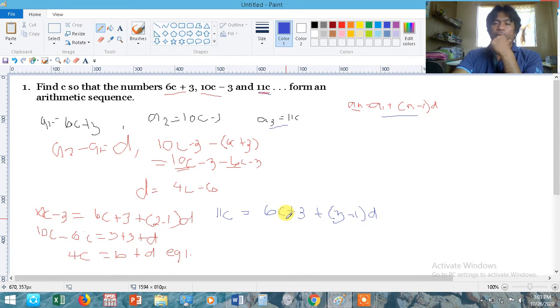Okay, so if we transpose this one as we solve it, this will become negative 6, then equals 3 plus this one will become 2, so that will be 2d. Right, so after that 11 minus 6 will give you 5c is equals to 3 plus 2d. So this will become your equation number 2.